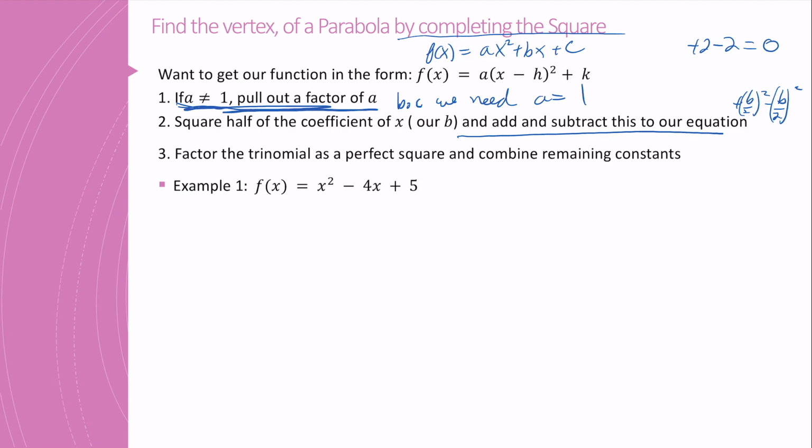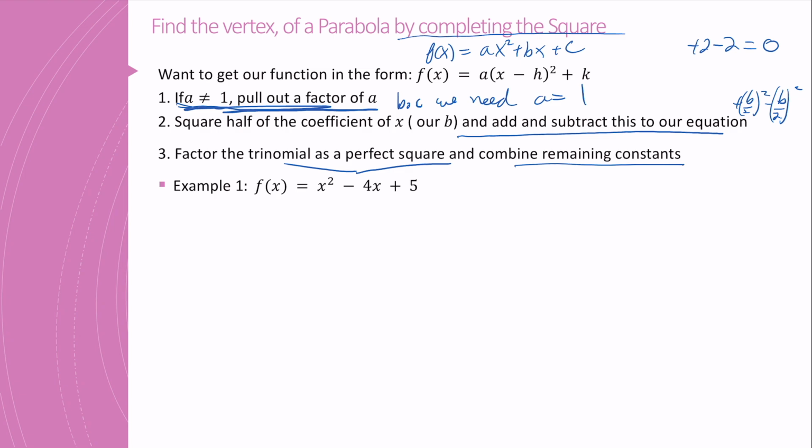We aren't solving an equation. We don't have it set equal to 0. We're just putting this function into vertex form. So we're going to have to both add and take away from the same side. Then we can factor our trinomial into a perfect square and combine the constants. Well, what does this mean?